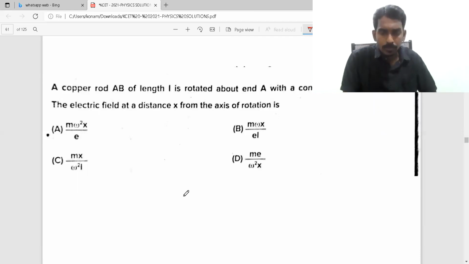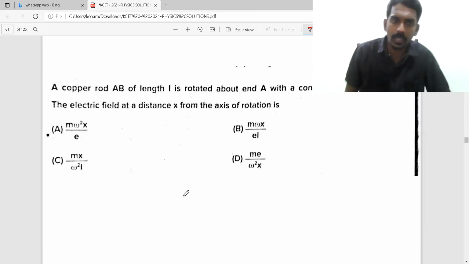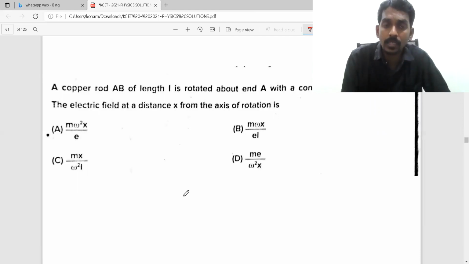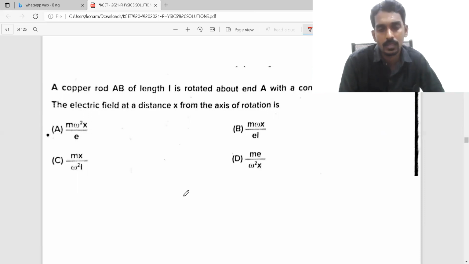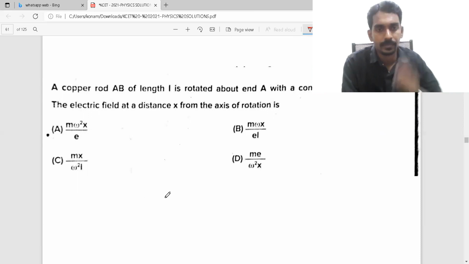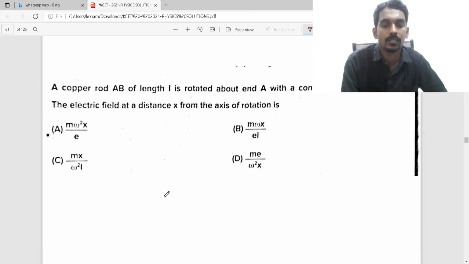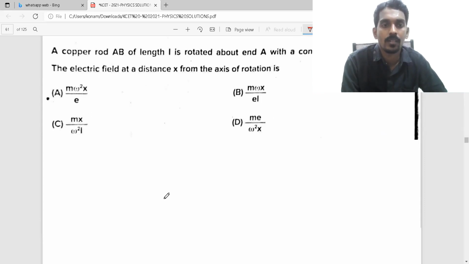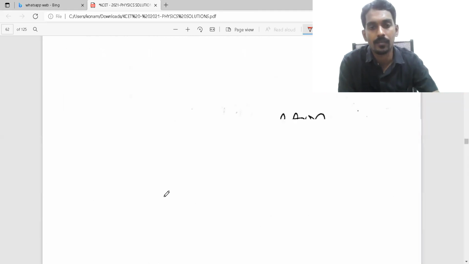See, this also is a little bit tricky. A copper rod AB of length L is rotated about end A with a constant angular velocity omega. The electric field at a distance x from the axis of rotation is... So here as it is rotating, it is in the presence of... see here.